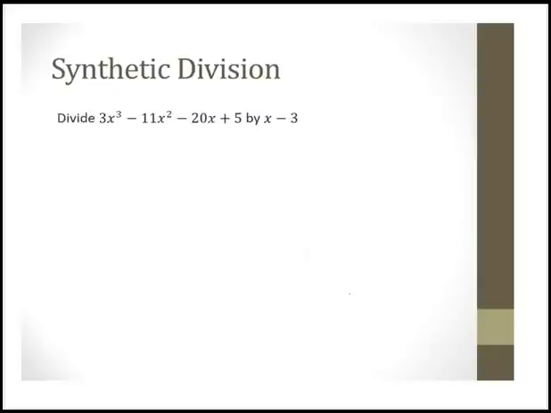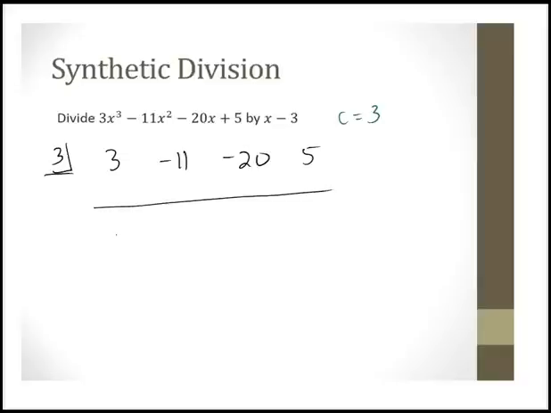Let's see another example. Divide 3x cubed minus 11x squared minus 20x plus 5 by x minus 3. All right, so I can see that my c is 3. Synthetic division. Let me set it up. I've got my 3 here. I write the coefficients. 3, negative 11, negative 20, 5. Leave a space. Bring down the first coefficient.